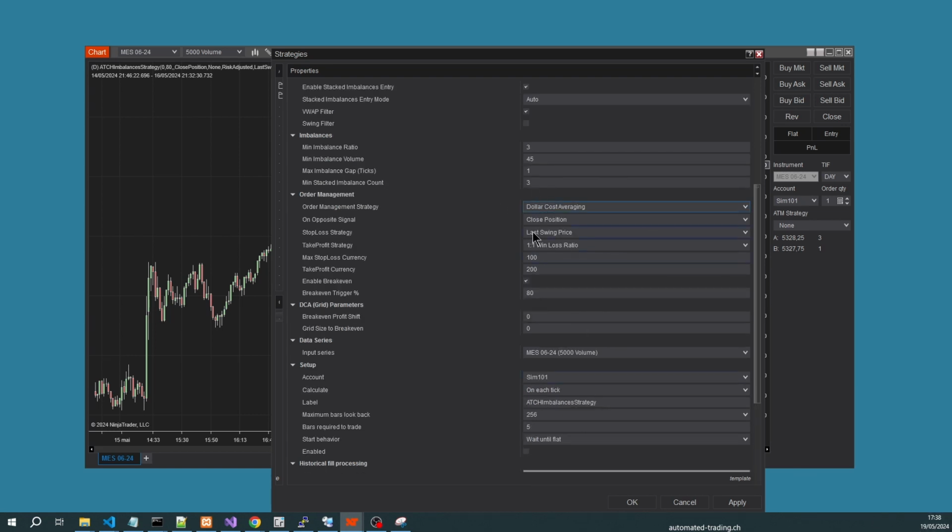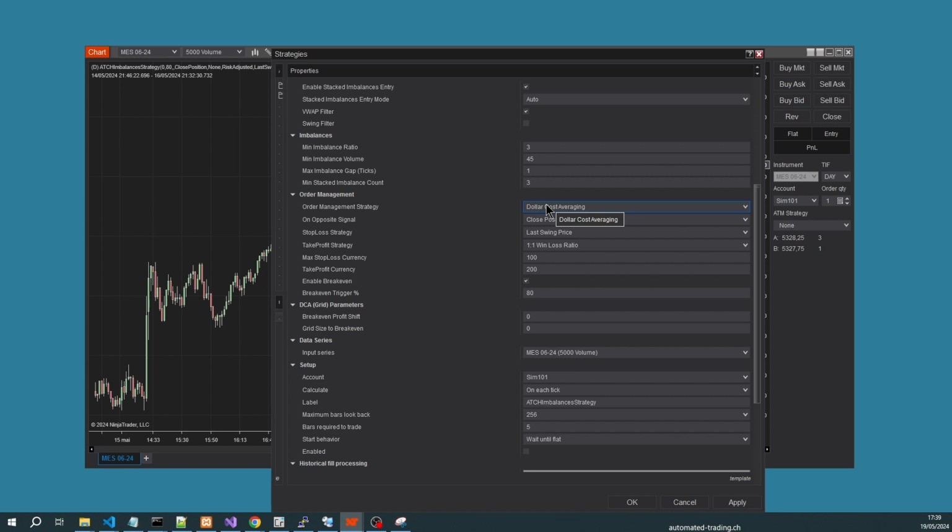Lately Apex showed a statement that they will not allow dollar cost averaging on their account. So if you are using Apex as the prop firm, you should not use dollar cost averaging, but for other firms you can use this. Dollar cost averaging is a method that will let you dollar cost average instead of using a stop loss.